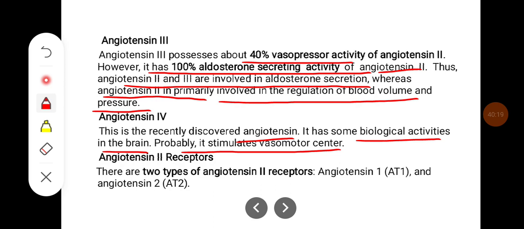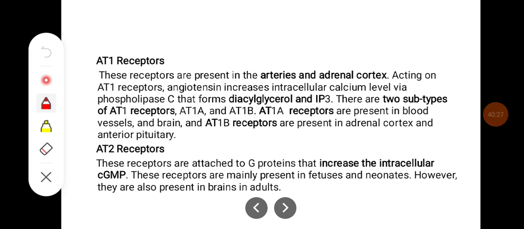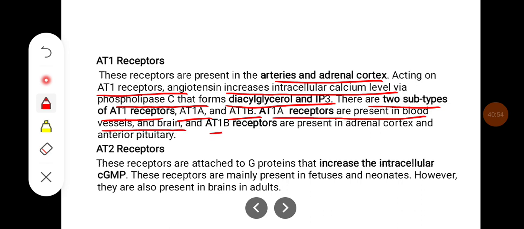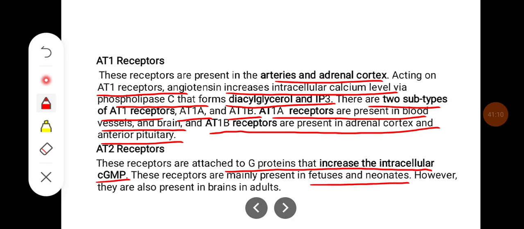Angiotensin 2 receptors: there are two types, that is AT1 and AT2. AT1 receptors are present in the arteries and adrenal cortex. Acting on AT1 receptors, angiotensin increases the intracellular calcium level via phospholipase C, which forms DAG and IP3. There are two subtypes of AT1 receptors, AT1A and AT1B. AT1A receptors are present in the blood vessels and brain, and AT1B receptors are present in the adrenal cortex and anterior pituitary. Whereas AT2 receptors are attached to G proteins that increase intracellular cyclic GMP. These receptors are mainly present in fetuses and neonates. However, they are also present in the brains of adults.